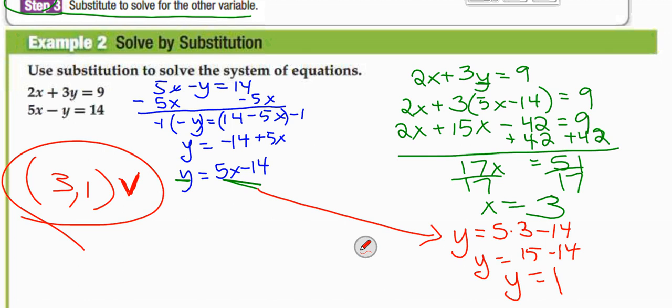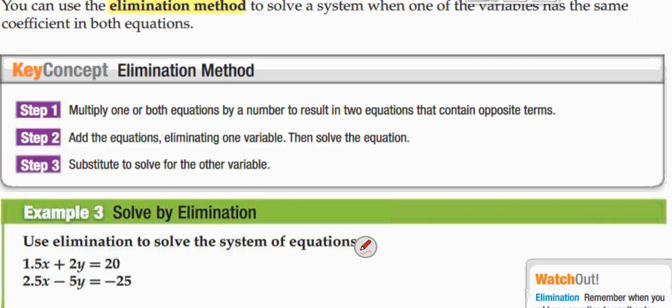Have you ever had two equations where they both start with y? Like y equals 3x plus 4, y equals 7x minus 2. Well, then the y's are already alone, and you can just put the two x things next to each other and set them equal to each other. The next method is the elimination method. This is my go-to method all the time. If I have to solve a system of equations, I'm generally using the elimination method. So step 1 is to multiply one or both equations by a number to get opposite terms.